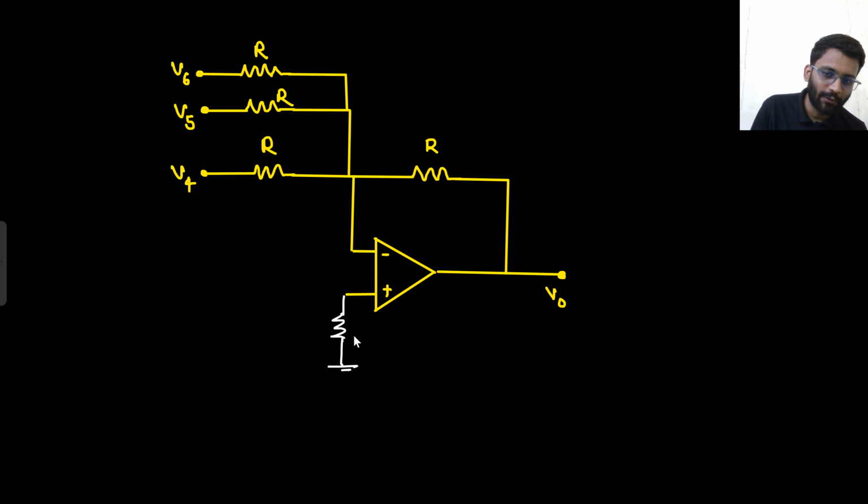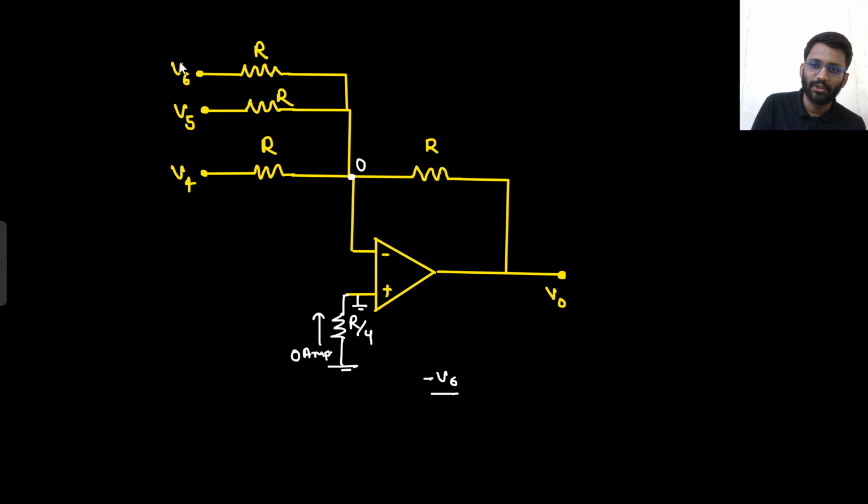So this complete thing I can replace with R by 4 here. And if this is R by 4, how much current is flowing through this R by 4? 0 ampere current is flowing. And if 0 ampere current is flowing, that means this node will be grounded. If this node is grounded, that means certainly this node will be grounded. This node is 0, this node will also be 0. So you can apply simple nodal analysis now.